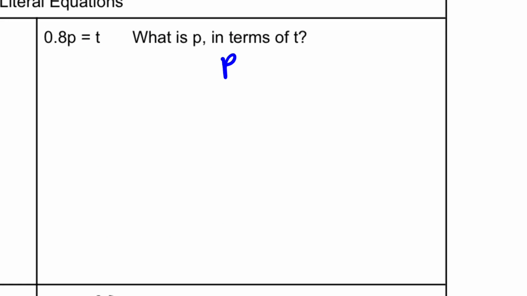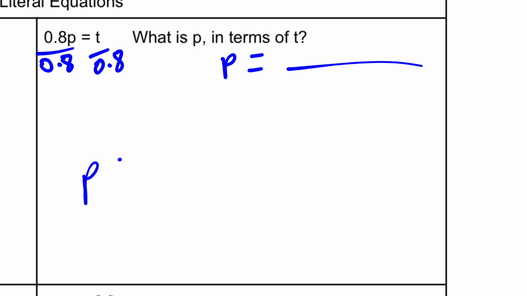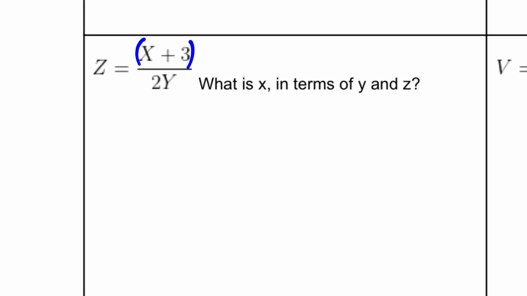Similar thing here, my goal is to get p equals something, so I have to cancel out whatever is there. Since it's multiplication, I can rewrite this as t divided by 0.8. Because dividing and multiplying cancel each other out. Think about there being parentheses here.